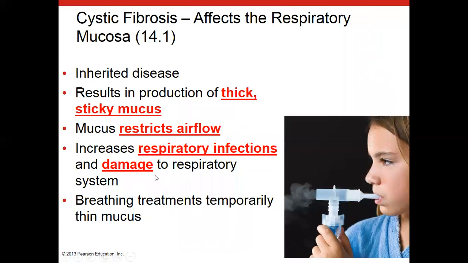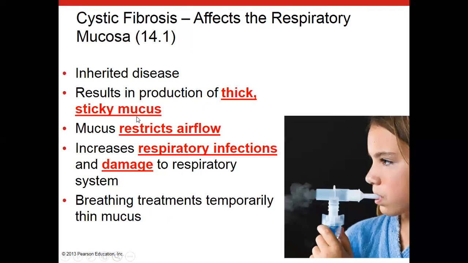A disease that affects the respiratory mucosa, that layer we just talked about, is an inherited disease called cystic fibrosis. Basically that results in a production of really thick and sticky mucus. So you overproduce mucus, and that mucus is extremely thick. And that can actually restrict airflow and increase the likelihood that respiratory infections can occur and then can damage the respiratory system. There is no cure for this disease, but you can treat it with chest compression therapy, but also breathing treatments that can temporarily thin out the mucus.